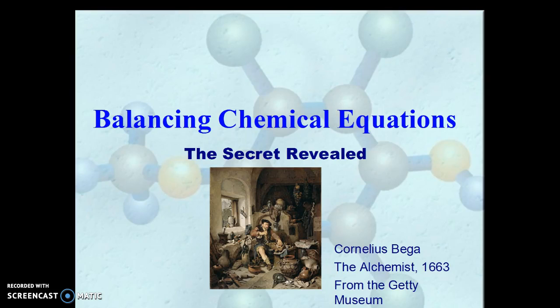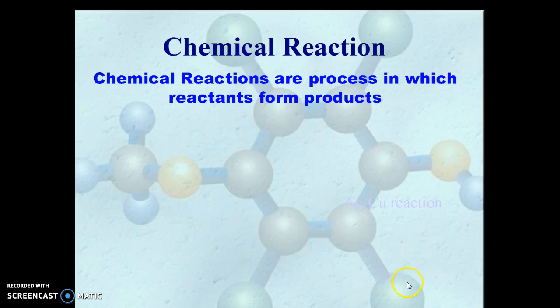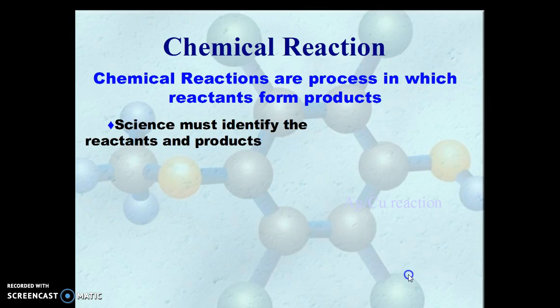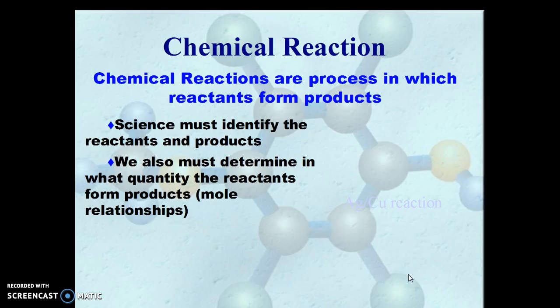Let's talk about balancing chemical equations, and I call this the secret revealed. This is something that was very important and still is very important, balancing chemical equations. A chemical reaction is a process in which reactants form products in a chemical change. Scientists have to identify the reactants and products, and we also determine what quantity of reactants form products.